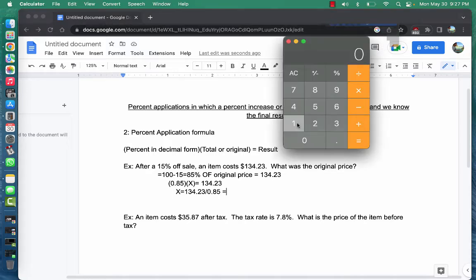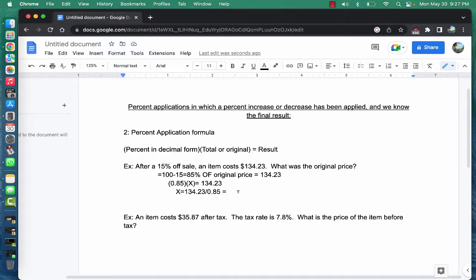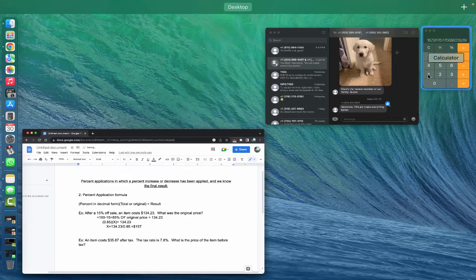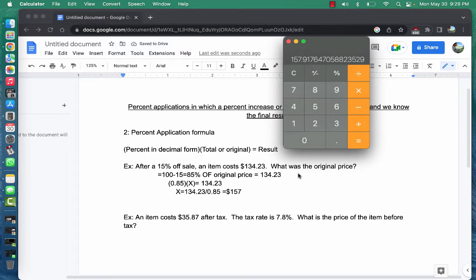So we do 134.23 divided by 0.85. Make sure we round to the nearest cent because this is a money answer. So rounding to the nearest cent, the 7 is going to round that up to 92 cents. So I'd say this is $157.92.